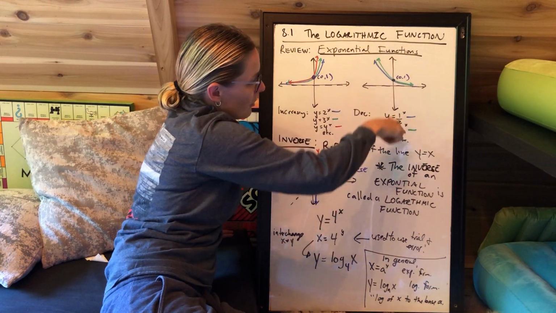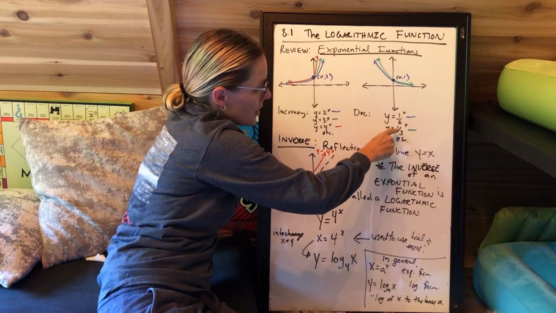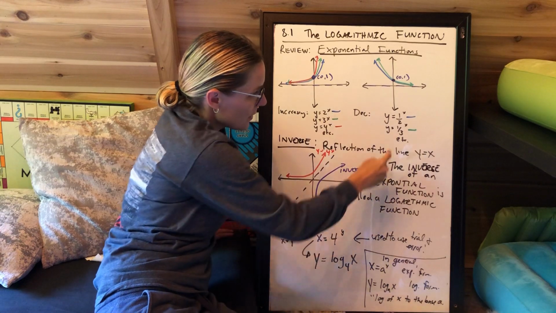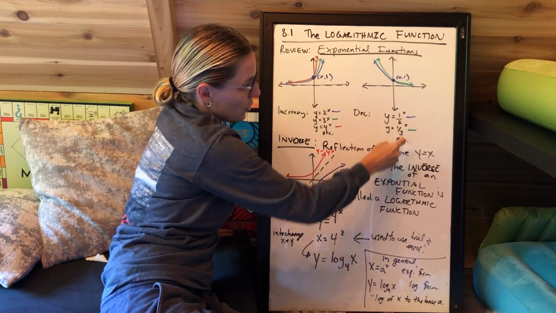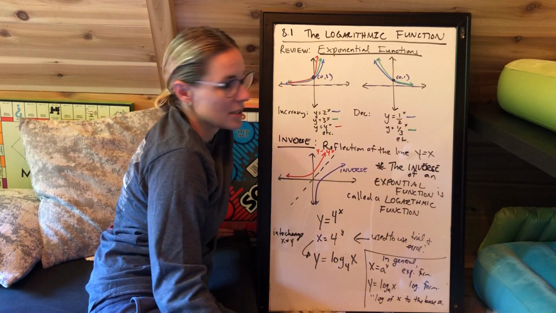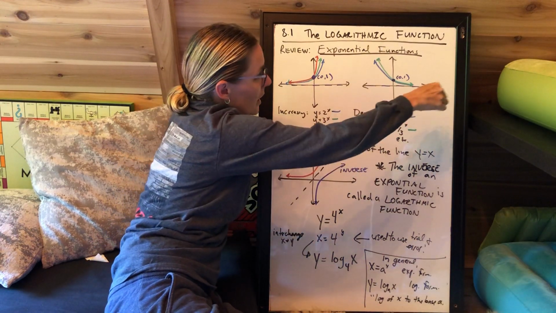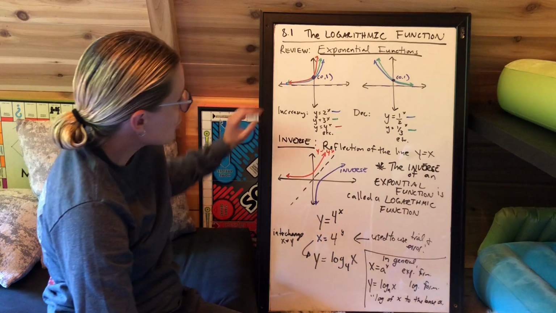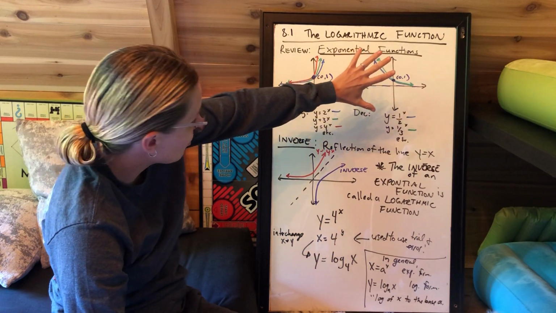Same with the decreasing functions. Decreasing functions all have bases between 0 and 1, and the smaller the base, or the larger the denominator, the steeper it got. So if you had like (1/10)^x, (1/100)^x, it would be steeper and steeper. So just remember generally what those looked like to begin with.